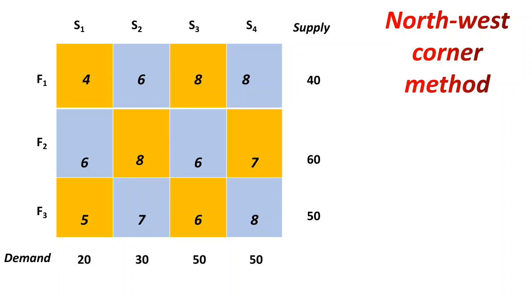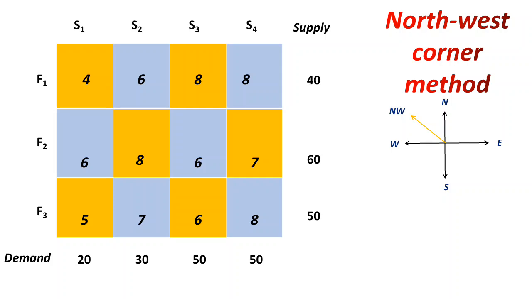Now in this method we are ignoring other things, that is cost, and simply considering the factory capacity and the store's requirement. The minimum of the two is placed in the northwest corner. So now we decide the northwest corner. Here you see that the northwest corner is denoted by the yellow color, and in this matrix the northwest corner is the value 4.